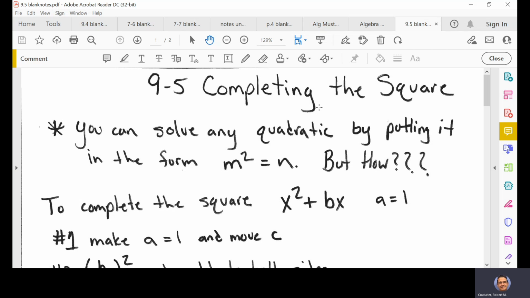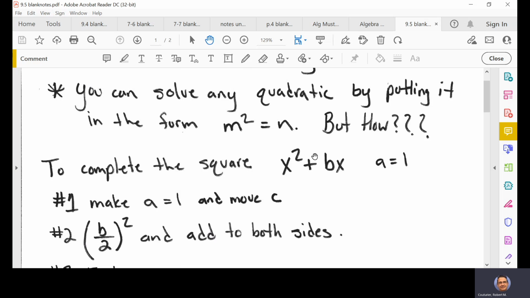The whole process of this is so that we're going to set it up in a way that it looks like section 9.3, where we use the roots method to solve these, where we have something squared equals a number and we take the square root of both sides. Let's start to see how this works, okay?